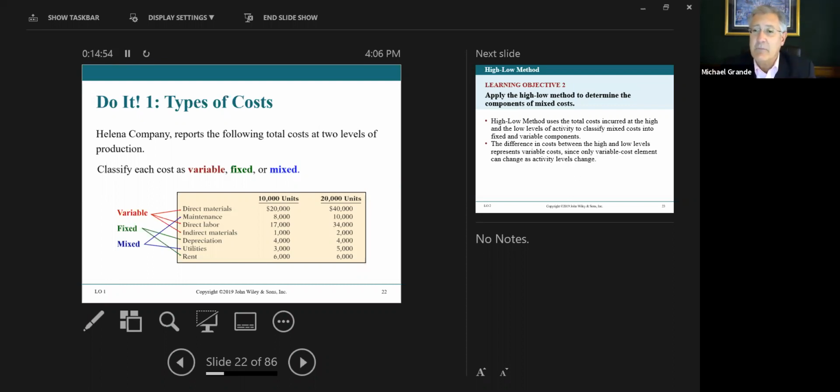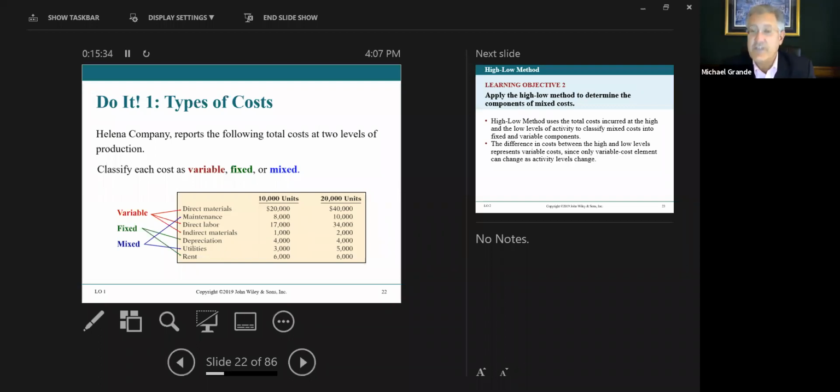Let's look at direct labor. Again, our level of activity has doubled. What happened to direct labor? Well, it went from 17 to 34. It doubled. Therefore, it is variable. Indirect materials also doubled from 1,000 to 2,000. It is also a variable cost. Let's look at depreciation. The activity has doubled. The activity has changed, but the cost has stayed the same. Let's remember the definition of a fixed cost. Total cost stays the same as activity changes. That's exactly what happened here, right? The activity doubled, but the cost stayed the same.